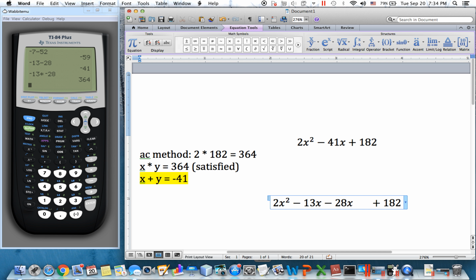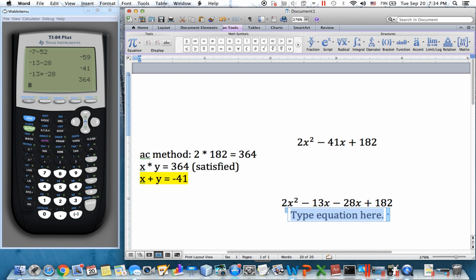See? So now 2x squared is here, 182 is here, and the middle number is broken down into two numbers, negative 13x minus 28x. Now you group them together. Look at the 2x squared and 13x. Do you see anything in common? Let's check 2 and 13. Is there anything in common between 2 and 13? No. How about x squared and x? Yes, we have x and x. So we can take the x outside.